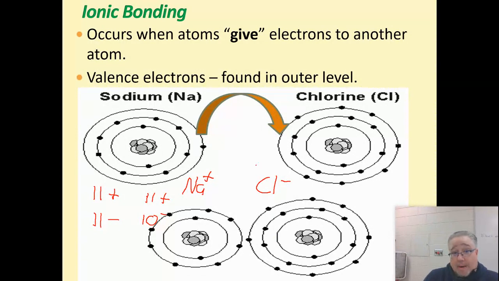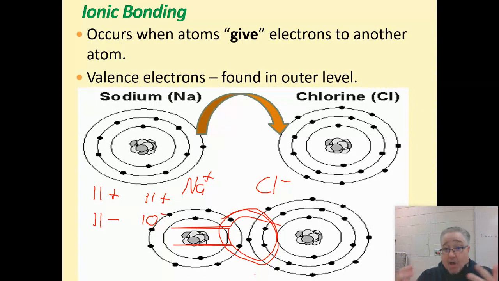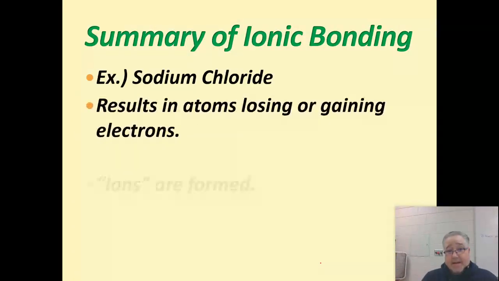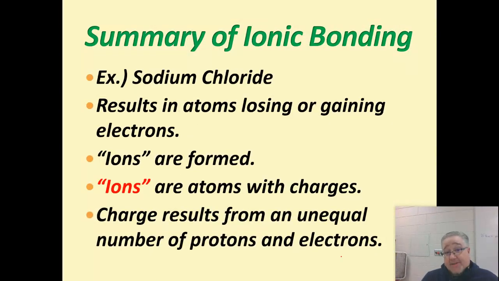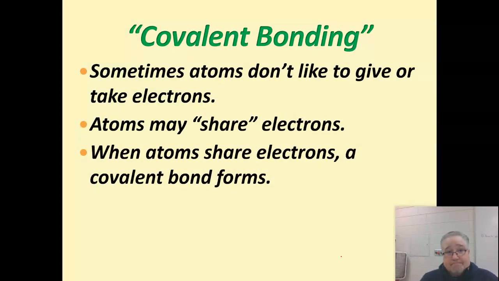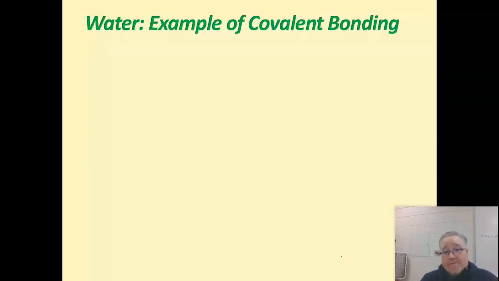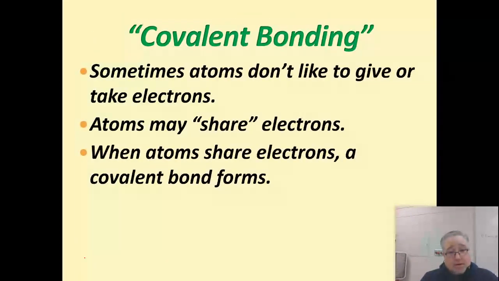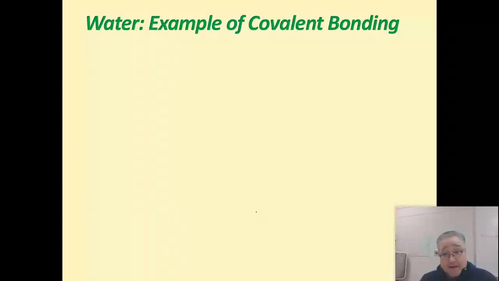Now, what do we know about opposites? Opposites attract each other. So there's a nice little bond that happens all because those ions end up forming. Ions are atoms with charges. That's what they basically are. Now, the last type of bonding is what we call a covalent bond. Covalent bonding happens when atoms share electrons.